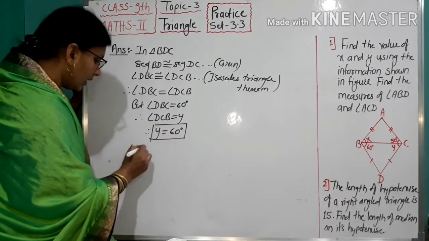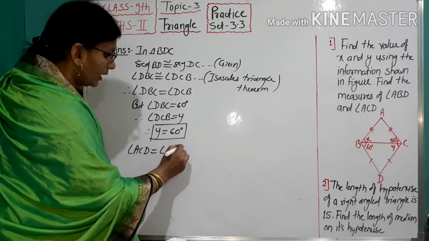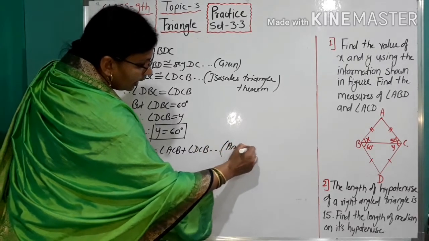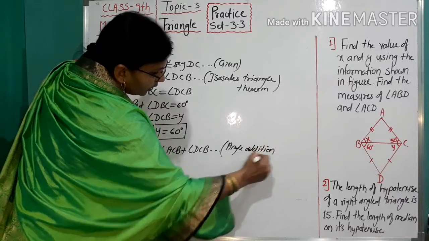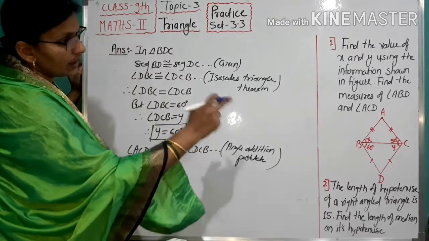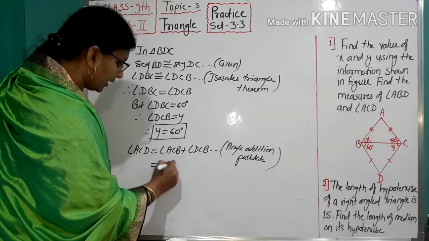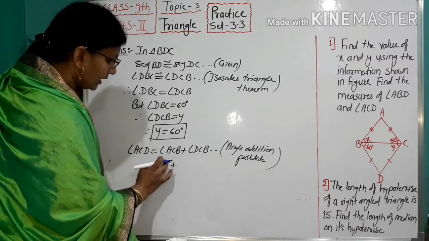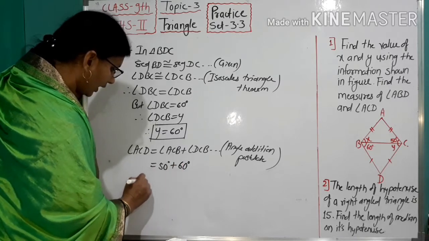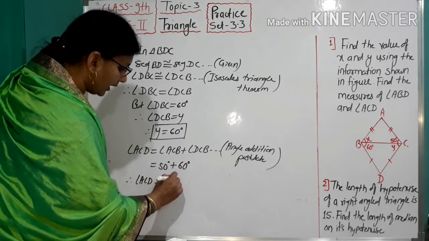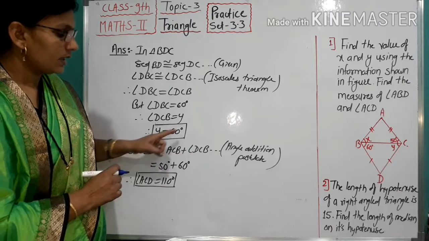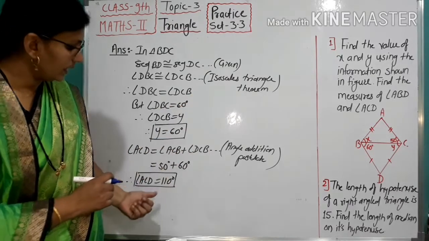Also, angle ACD equals angle ACB plus angle DCB. Reason same: angle addition postulate. Put the values: ACB is 50 degrees plus DCB is y, and y equals 60 degrees. Therefore, angle ACD equals 110. Hence, we find the value of y is 60 degrees and the value of angle ACD is 110.